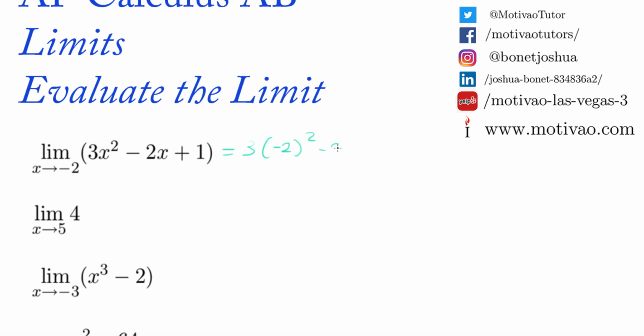So we plug in negative 2 into x. Notice that I'm not writing the limit anymore, because once you apply the operation of limits, you don't have to write it anymore. Okay, negative 2 squared is 4. Negative 2 times negative 2 is positive 4. 12 plus 5 is 17. So the limit when x approaches negative 2 is equal to 17.